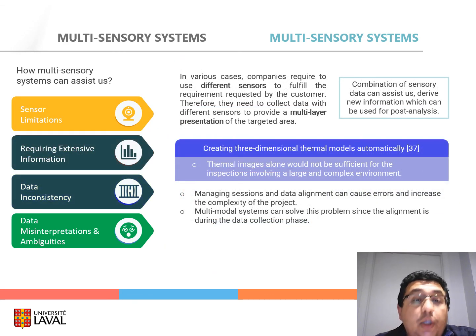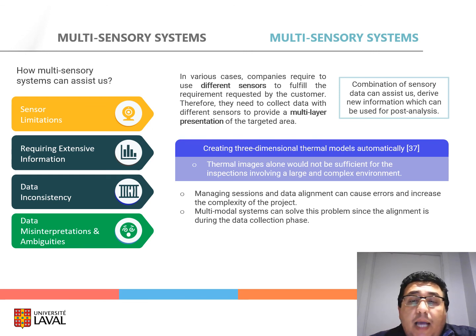Another area is requiring extensive information and data inconsistency. Combination of sensory data can assist us derive new information which can be used for post-analysis. In various cases, companies require to use different sensors to fulfill the requirements requested by the customer. Therefore, they need to collect data with different sensors to provide a multi-layer presentation of the targeted area.